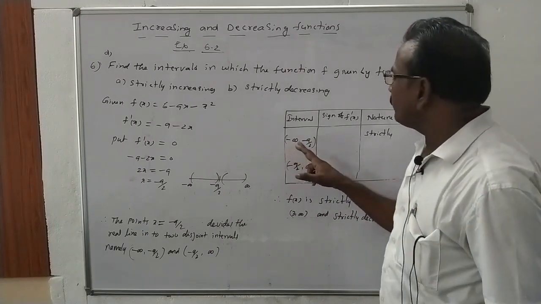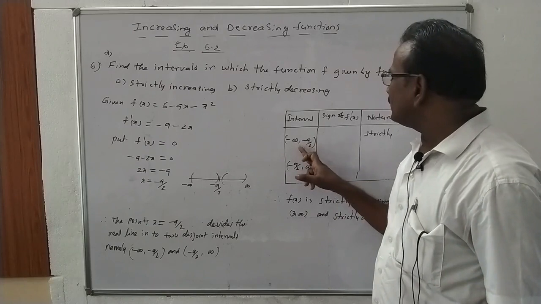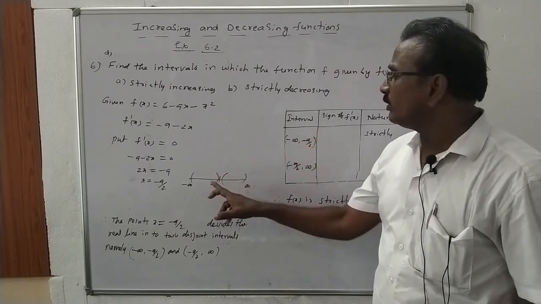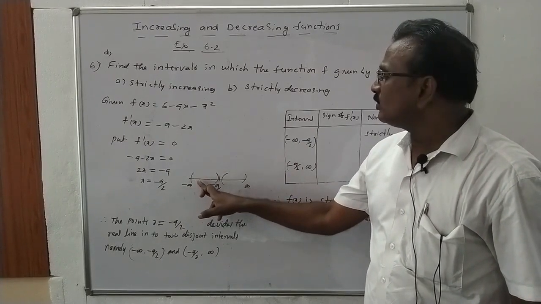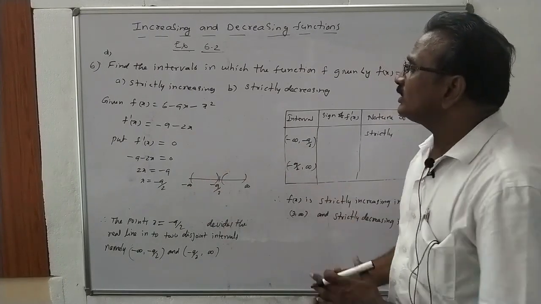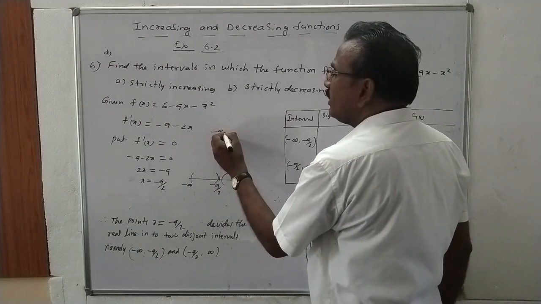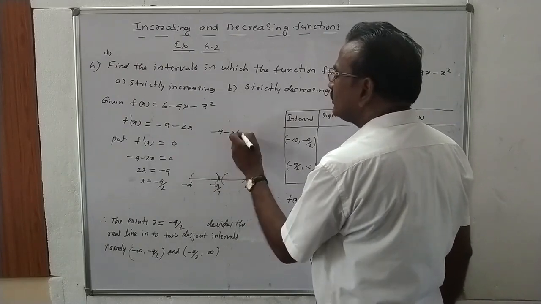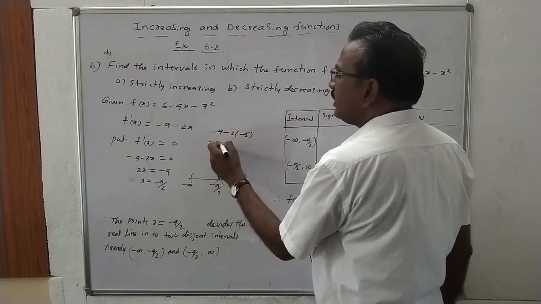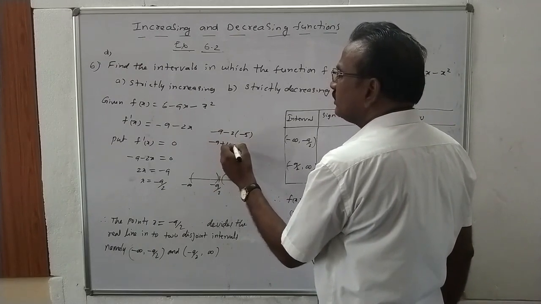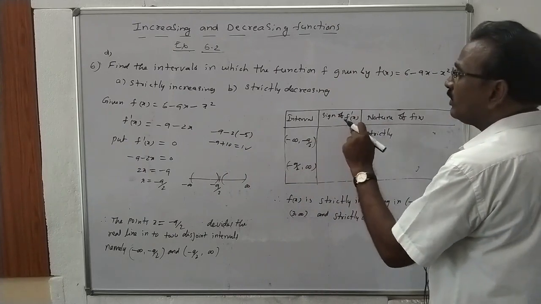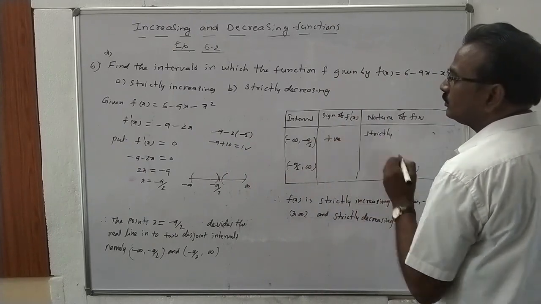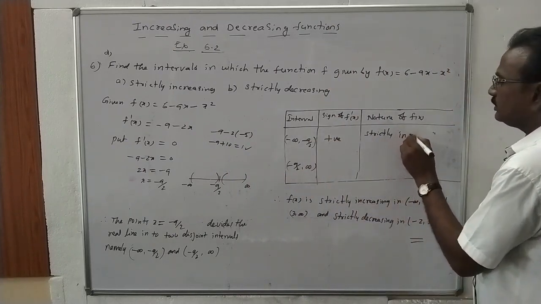Take any number between minus infinity and minus 9 by 2. Minus 9 by 2 means minus 4.5. Take x value is equal to minus 5. So minus 9 minus 2 into x value, minus 5: minus 9 minus of minus 10, that is minus 9 plus 10, is equal to plus 1, which is positive. So in this interval f dash x is positive. Therefore strictly increasing.